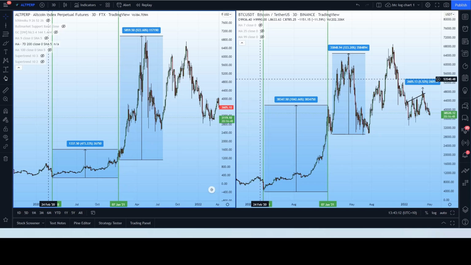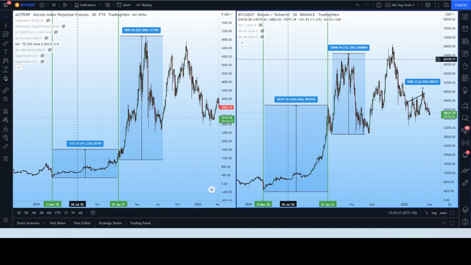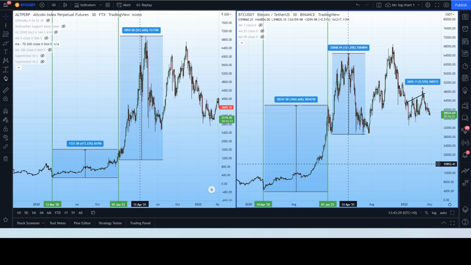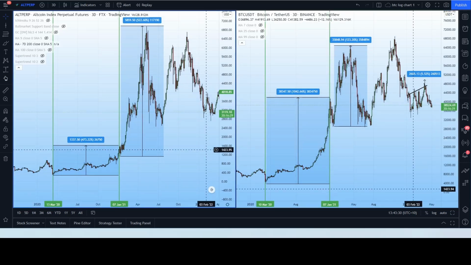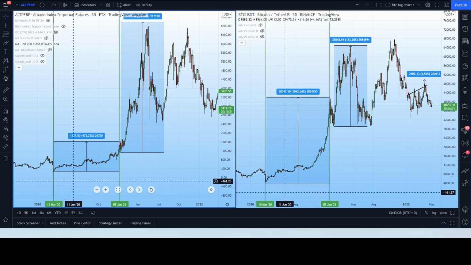The other thing which is really important, I just want to go over, is the timing of your placements of your capital. So the timing of your capital investments is another really important thing. If we take a look at this chart, on the left we have the altcoin perp, so altcoin index. On the right we have the Bitcoin index or Bitcoin chart. What we can see is we've clearly labeled the bottom for each cycle. So the bottom over here was the March 2020 crash, the absolute bottom for both charts.